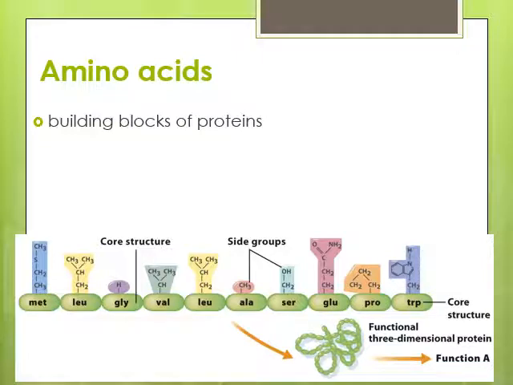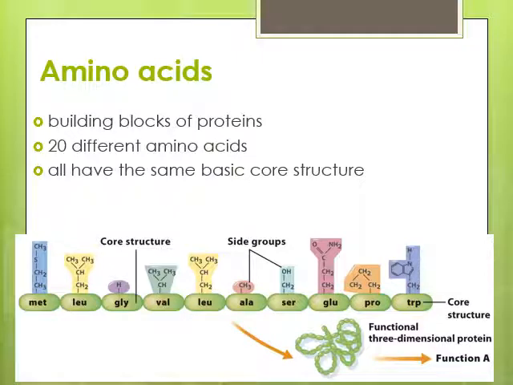So again, our proteins are one of the 4 macromolecules that we discussed, and they're made up of amino acids. So these amino acids are the building blocks of proteins. There's 20 different amino acids. Remember, some of those are essential. We have to take them in through our diet. But basically, they all have the same core structure. So you can see our different amino acids down here. They have the same core structure right here, but they have different side groups. The different side groups are what make them different types of amino acids. Again, there are 20 different ones.